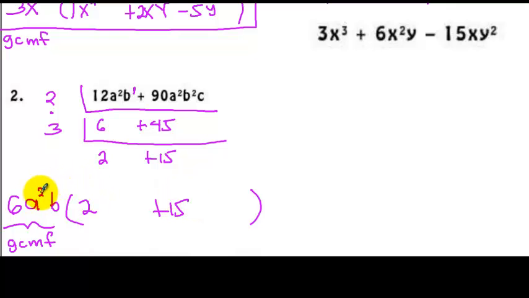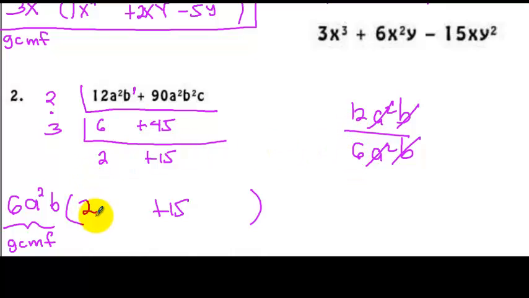If we bring out a squared and b, we don't have any more a squared and b here. So we just have 2 here. Same thing as 12a squared b divided by the GCMF 6a squared b. So b will cancel out, and 12 divided by 6 is equal to 2. Now here, we brought out a squared, so we don't have any more a squared. B squared, we remove b, so we have b here. Now, we just have to bring down c. So these will be the factors.